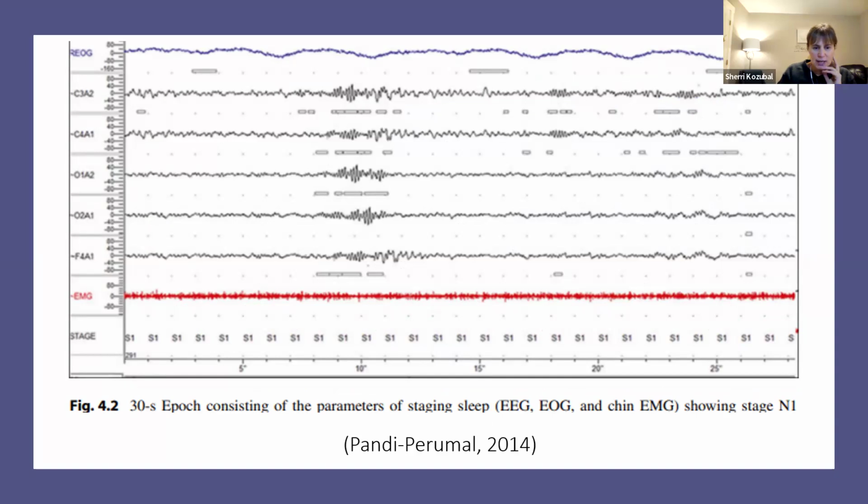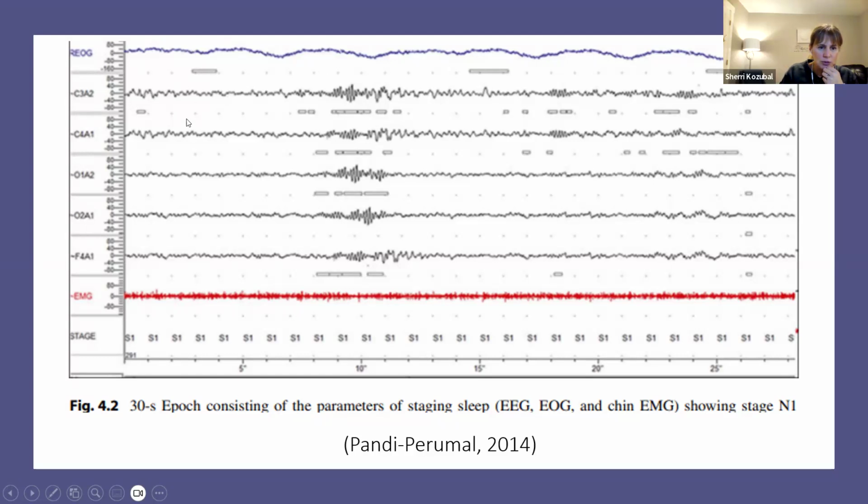Another 30-second snapshot of time. The epoch is stage 1 sleep. You can see here the stage 1. And then you see the slow rolling eye. The left eye was cut off in this particular image. However, you can see that the eyes are rolling. Nice little rolling happening here.